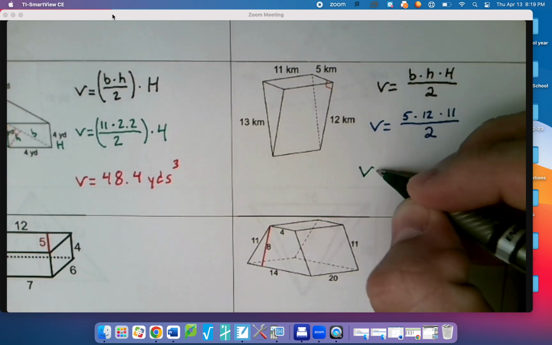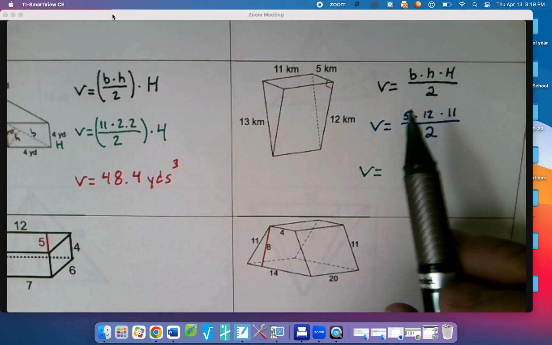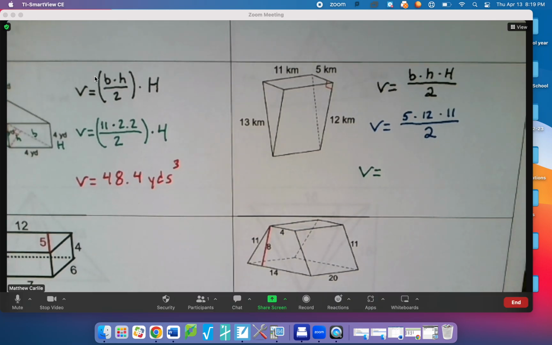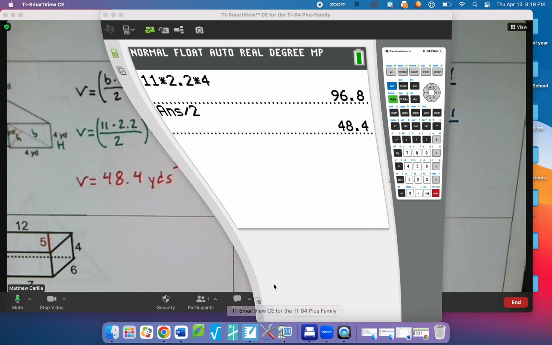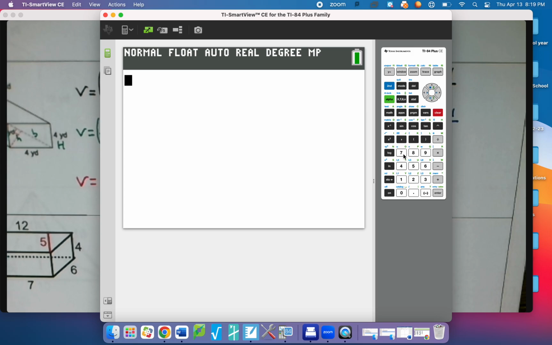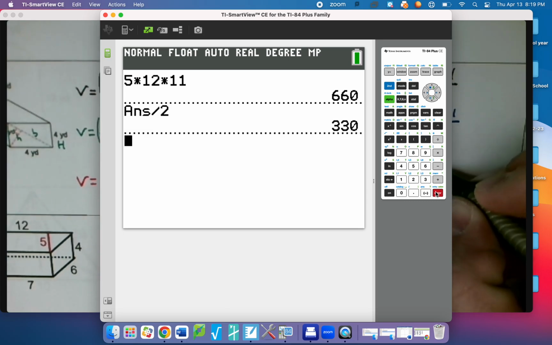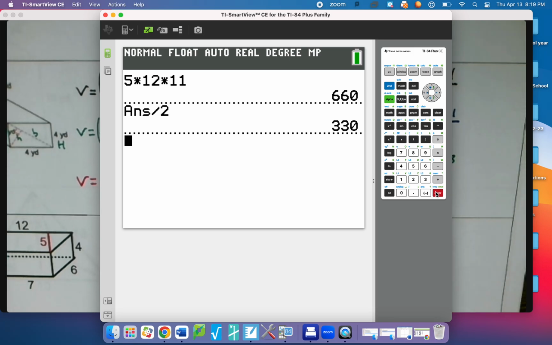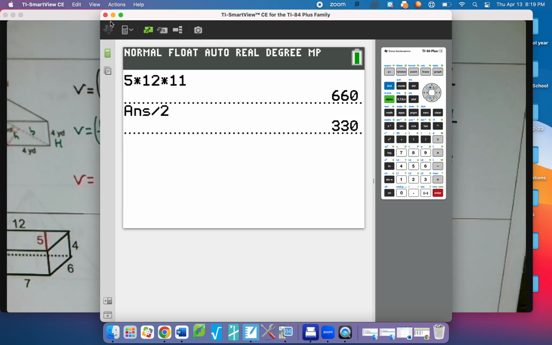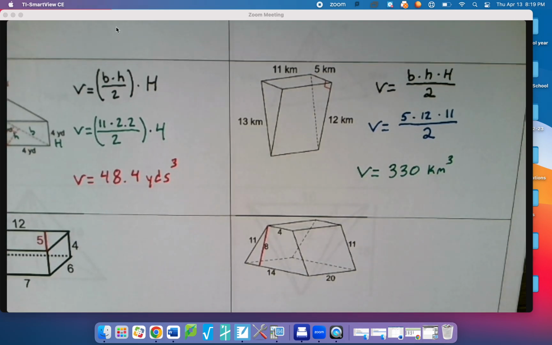All right, so let's find the volume of this. Grab my calculator again, clear it out. I'm going to take 5 times 12 times 11, divide that by 2, and we get 330 kilometers cubed. While I had that up on the screen, I wrote it on our page right there.